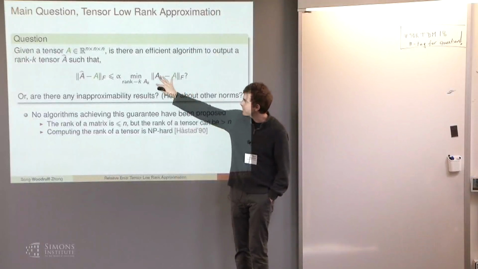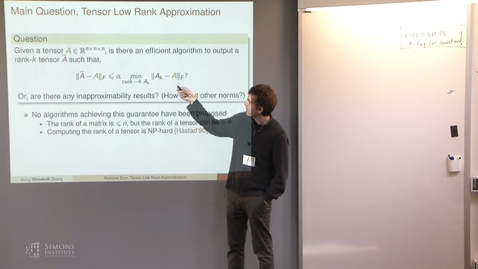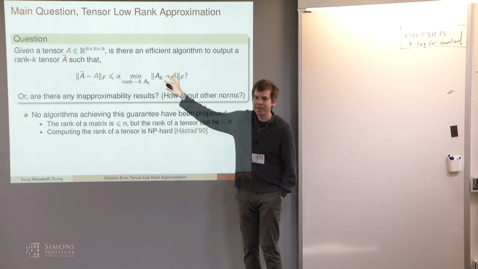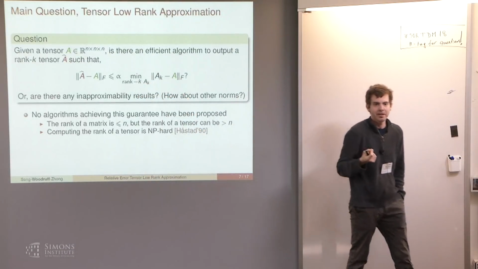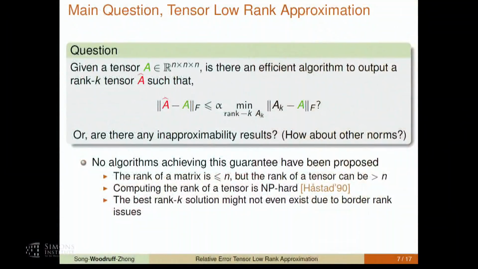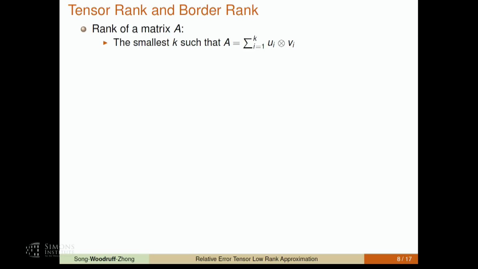But there's actually an even more fundamental problem with this formulation, which is that this is not even a well-defined quantity. This minimum over rank k tensors Ak of the norm of Ak minus A, this actually might not exist. Yeah, so let me get into that. The best rank k solution might not exist due to what are called border rank issues. This doesn't happen for matrices, but it happens for tensors. And let me say what that means.